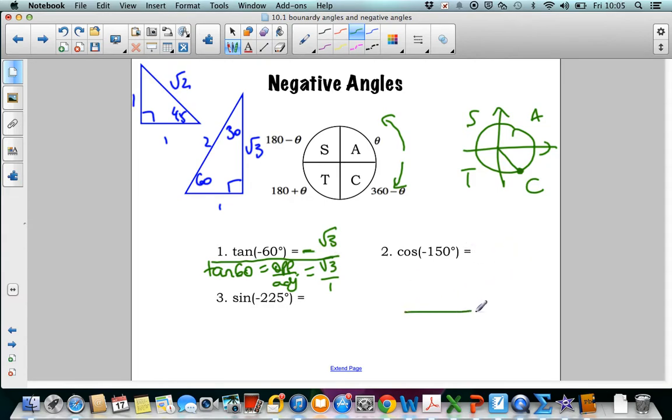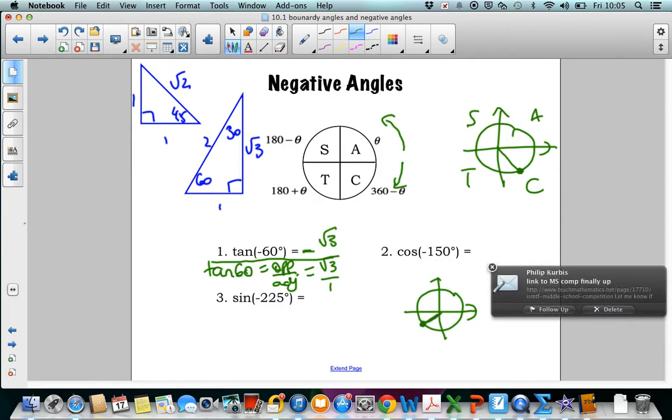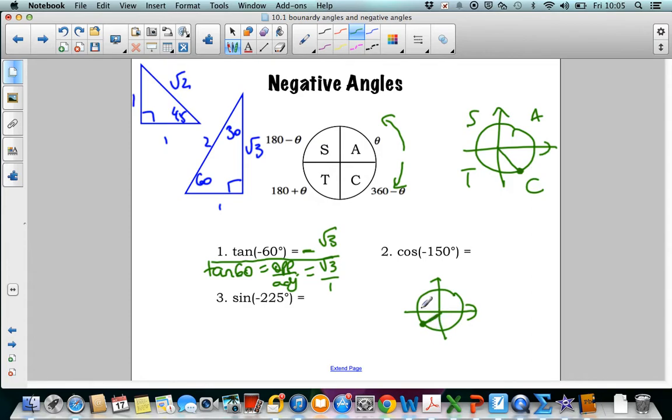Okay, let's try another one then. Cos minus 150. So again, remember all the negative is about is turning in the clockwise direction. So we turn clockwise 150 degrees, and we end up there in the third quadrant. And in the third quadrant, cos is negative, so straight away we know our answer will be negative. Then we can forget about that negative part of the angle and just find cos of 150. The associated angle is 180 minus theta, so therefore theta must be 30 degrees.